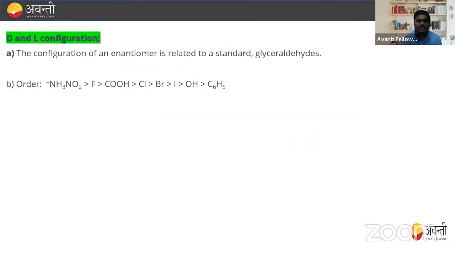Now, another important note here is the DL configuration. Basically, the configuration of an enantiomer is related to the standard glyceraldehyde order like NH3, NO2, F, COOH, Cl, Br, I, OH, and C6H5. So here we can say that the order is like NO2, having the most electron withdrawing capacity. After this fluorine, then we have COOH, then chlorine, bromine, OH, and benzene. So the order is NO2, having the highest electron withdrawing capacity, so it will show a greater minus I effect, followed by fluorine, carboxylic acid, chlorine, bromine, iodine, and last benzene.